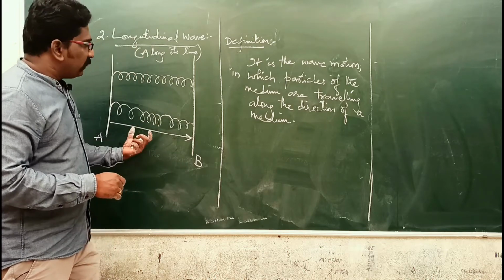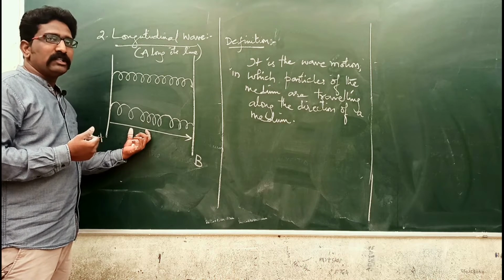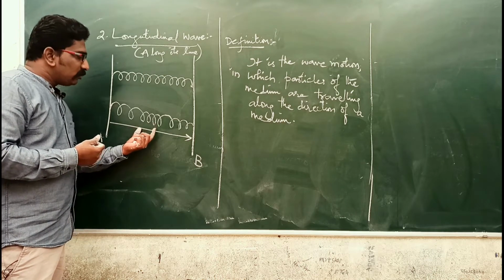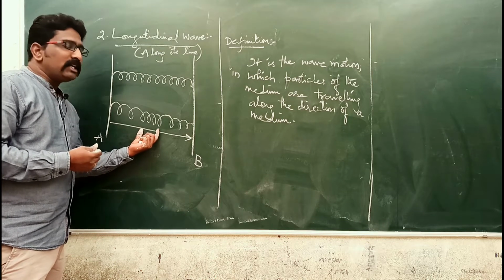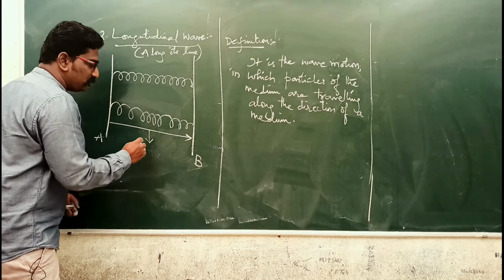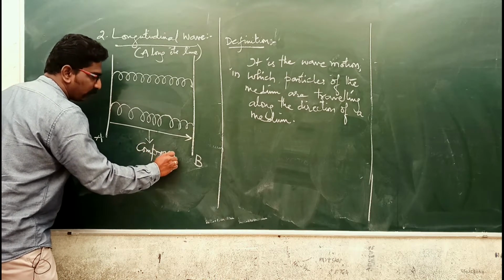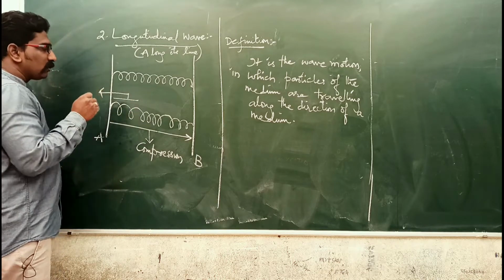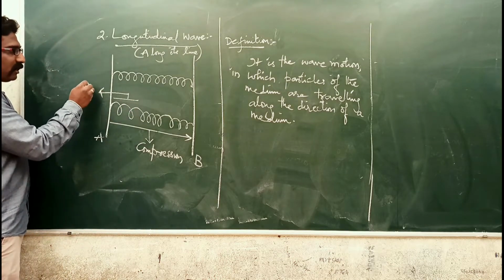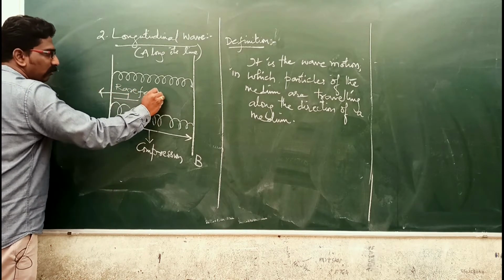Now here there are two important terminologies which you are supposed to understand in this longitudinal wave. I have told that the portion where the coils have come very close to each other, we call it a compression. And the area where the coils of a spring are very far apart is called a rarefaction.